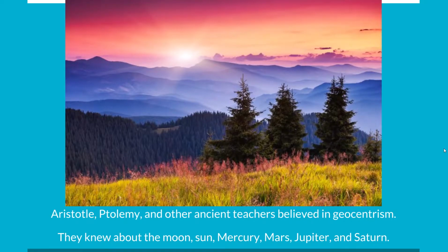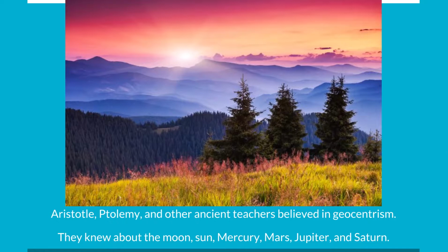So Aristotle and Ptolemy and other ancient teachers, they believed in geocentrism. They thought that the Earth was at the center of the solar system. And they thought that because their data supported that conclusion. They saw the moon go around, they saw the Sun rise in the east and set in the west. It seemed to always be going around the Earth. So they thought we were at the center.